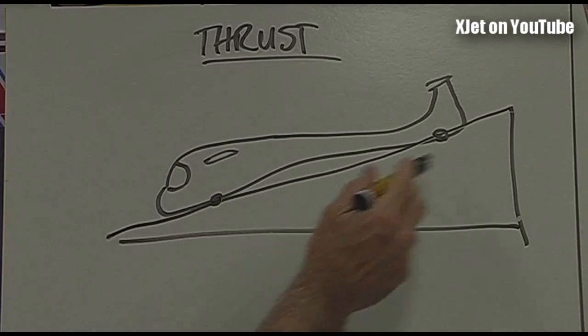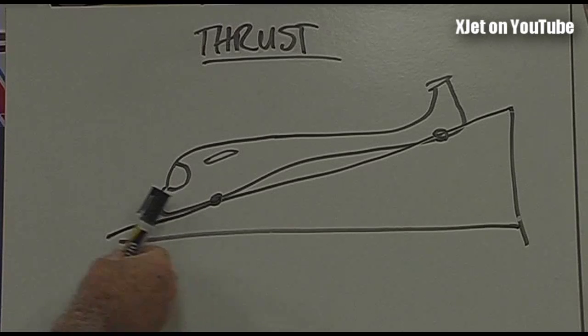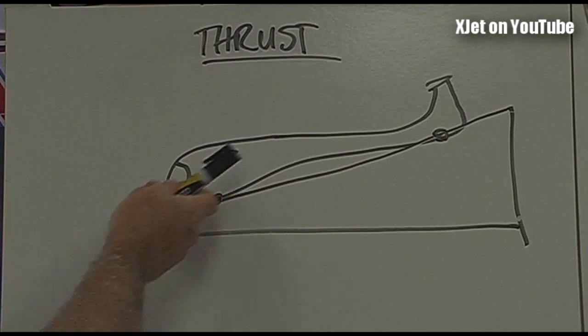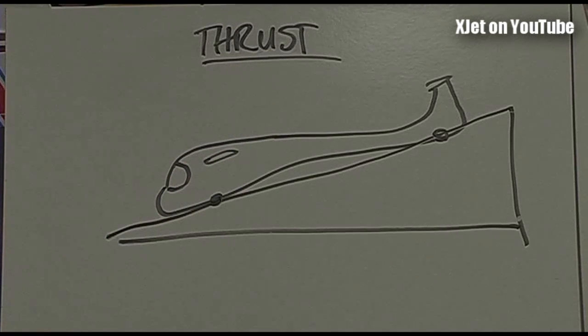So our thrust actually comes from gravity. If you look at it from gravity's point of view, you're pulling it down, you can just get a little bit of an angle on it, and that's what pulls a glider forward. That's where the thrust comes from in a glider.